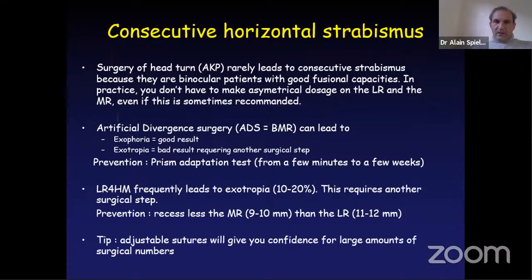A tip, which is for any kind of surgery, Anderson, Kestenbaum, artificial divergence, or large recession: use adjustable suture. It will give you confidence, and you will be more confident to use large amounts of surgery. Don't hesitate to do 10 millimeters recession, or even sometimes 12 millimeters, and you will have good results on nystagmus if you do a large amount of surgery.